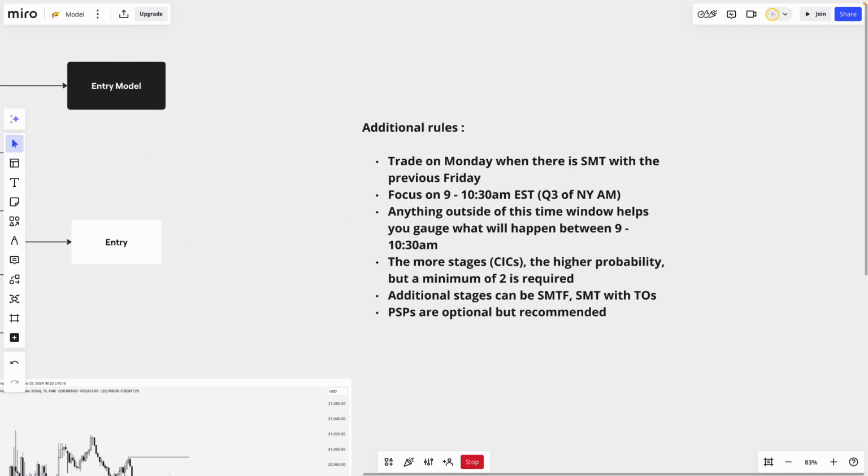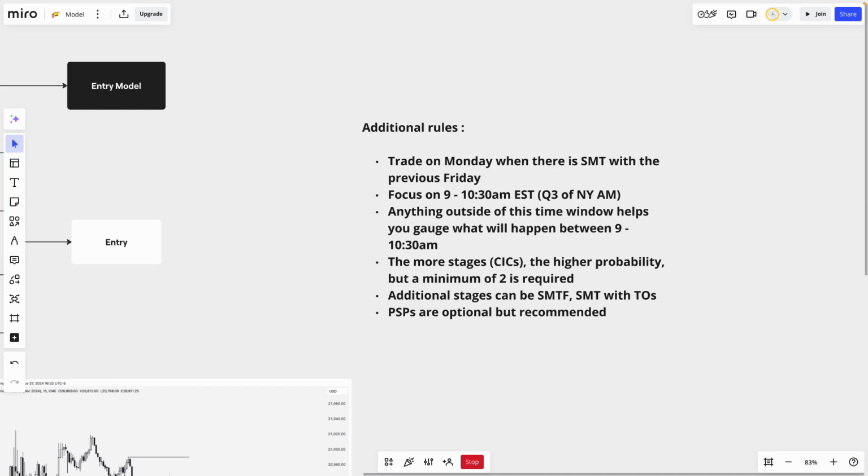The second rule is we focus on 9 to 10:30 a.m. This is going to get rid of a lot of noise and unnecessary losses before and after this time. Anything outside of this time window is going to help you gauge what's going to happen between that 9 to 10:30 a.m. time window. So anything happening in London session or Asia session is going to help you determine where price is going to move to during New York AM. And this is Q3 of New York AM.